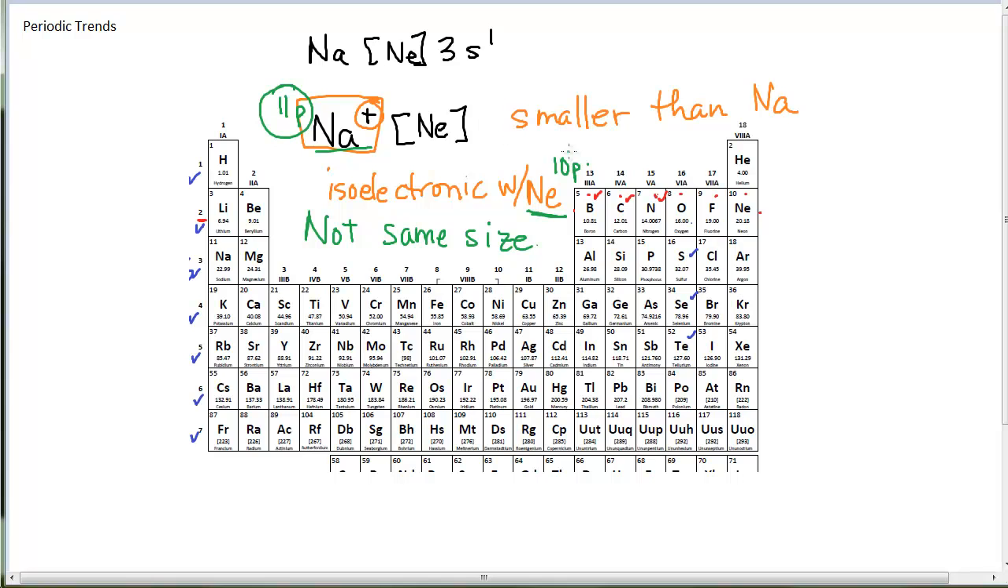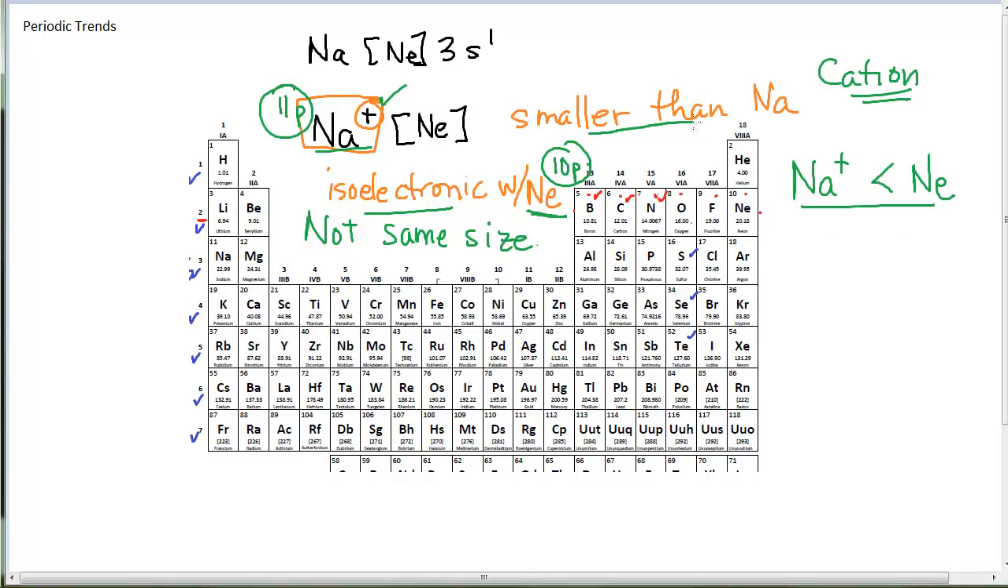So with the same number of electrons, since they are isoelectronic in exactly the same orbitals, sodium with its 11 protons is able to hang on to them tighter and pull them in closer, and so sodium with a +1 will be smaller than neon. In terms of size, the cation is always smaller than the neutral species that it's compared to. It's always smaller than the isoelectronic species that it's compared to. The cation is always smaller once you remove those electrons.